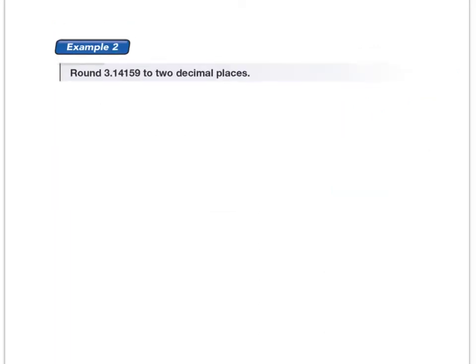Go ahead and do this one with decimal places. This is 3.14159. That's an approximation of pi. Okay, that's the first few digits of pi there. So again, I'm going to rewrite the number, 3.14159. It says to round it to 2 decimal places. Well, 2 decimal places just means 2 spots after the decimal, so that's right here.